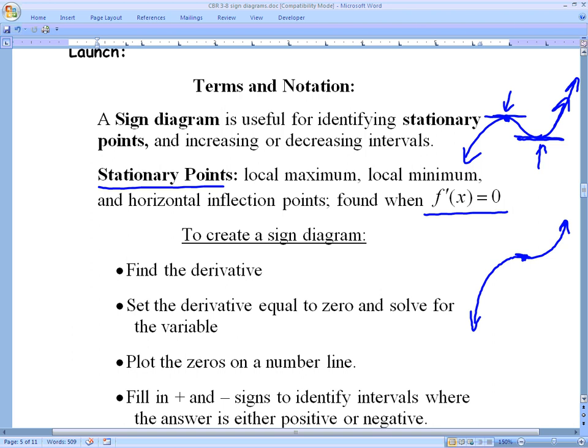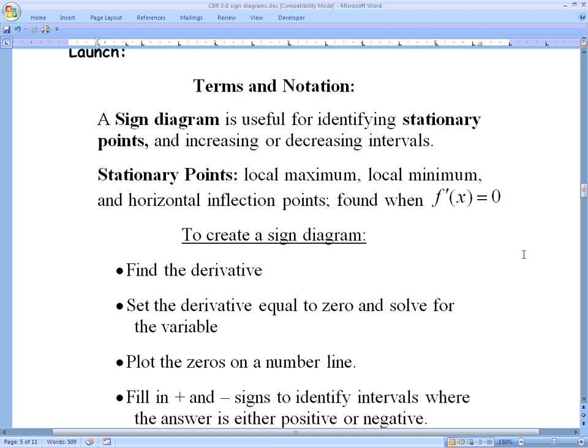Now, what's the point of the sign diagram? Well, again, it's useful for identifying these stationary points, knowing when our graphs are going up and going down. But it allows us to do it without actually having a graph. And I know how much all students love to make graphs. So to be able to find out information about a graph without actually having to make the graph, that is kind of important or cool or useful.